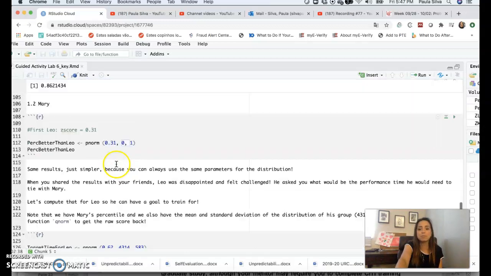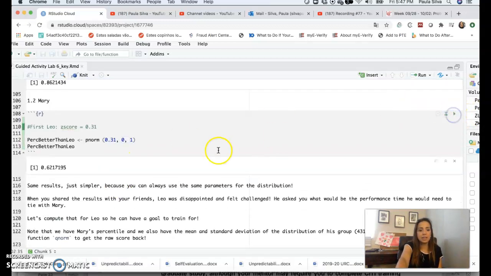Once you have the z-score, you just use it and you don't have to go back and forth getting the mean and standard deviation of the raw distribution, because you're not using the raw score, you're using the z-score. And here you can do the same for Mary, and just to check, you can see here that she's in the 62nd percentile, just the same. So same results, just a bit simpler, because you can always use the same parameters to specify the distribution. That's why z-scores are comparable, because they're sort of referring to the same distribution.